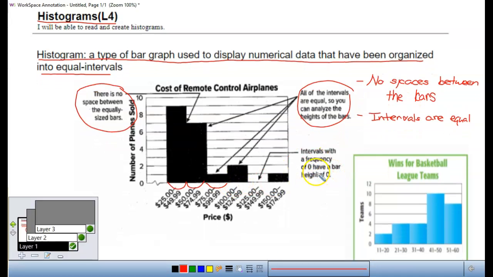If the frequency is 0, so nobody has that amount, it makes sense that it would just stay 0. There's not going to be a bar there, right? And for intervals, it makes a little bit more sense when we use whole numbers. This one we can use whole numbers on because a team can't win half a game. They can only win a whole game. 11 to 20 versus 21 to 30, those are the same amount, okay? Just like up here, they're the same amount. It's just a little easier to tell when you're using whole numbers, right?